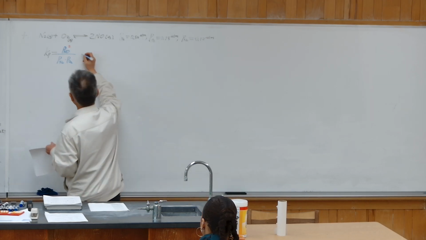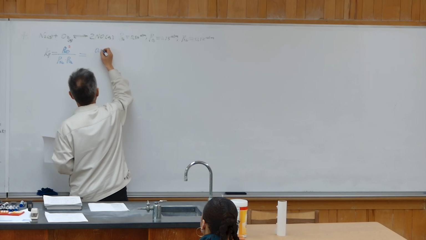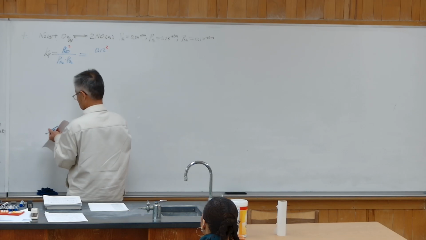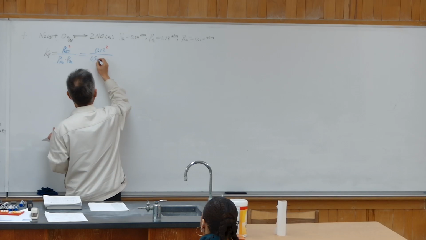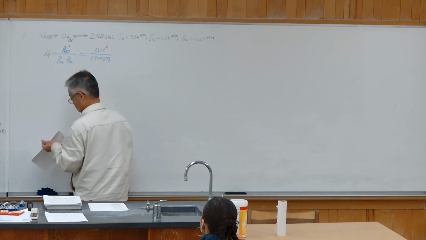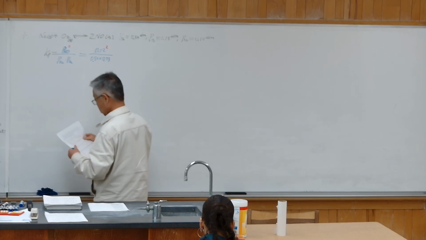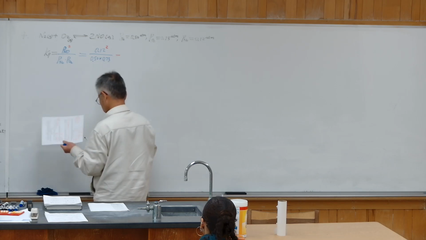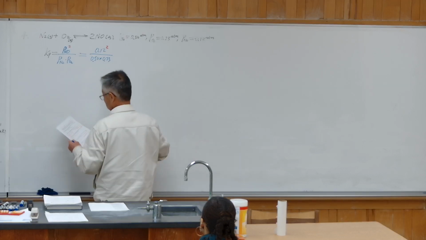So now we just plug in the pressures. NO, 0.12 raised to the second power, over N2, 0.5, and O2, 0.73. Then use a calculator and you can easily get Kp will be 0.0395.